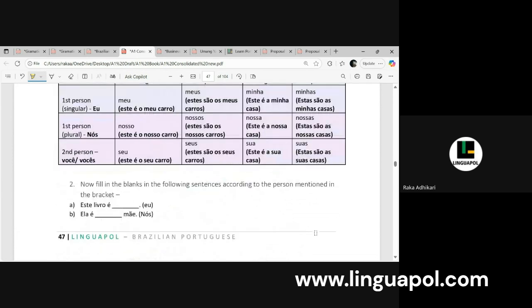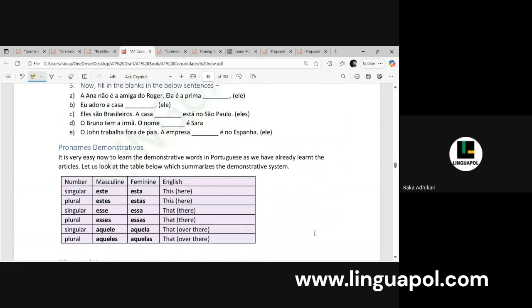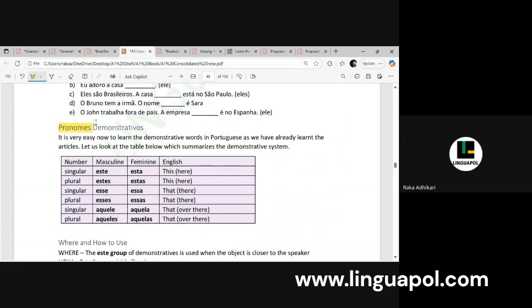And then we have demonstrative pronouns. Pronomes demonstrativos. As the word suggests, demonstrativos. So demonstrative pronouns are used to demonstrate objects. For example, when I say this is our class, that means I am referring to this class. And to refer to this class, I am using a word, this. तो ये दिस शब्द से हम ये कंफर्म कर सकते हैं कि मैं इसी क्लास के बारे में बात कर रही हूँ. The class that is going on right now, that is in the present.